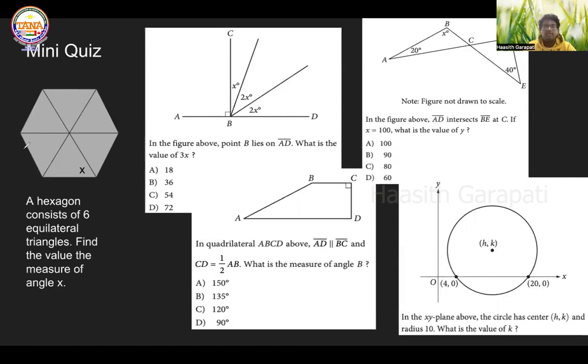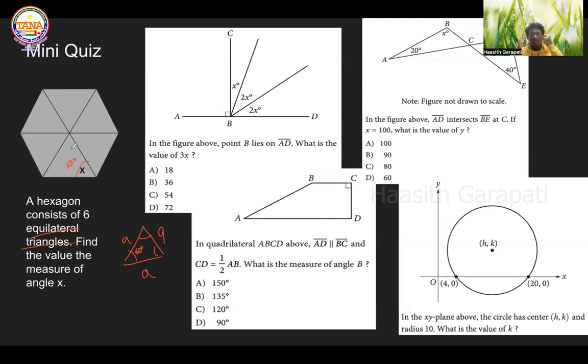So the first question, we have a hexagon, 6 equilateral triangles. Oh, whoops, I think I forgot to explain equilateral triangles. For those who don't know, an equilateral triangle is a triangle that has 3 congruent sides and 3 congruent angles, which is going to be 60-degree angles. Simple as that. They ask, find the value of the measure of angle x. Well, it's already kind of a dead giveaway. If it's an equilateral triangle, it's going to be 60 degrees.